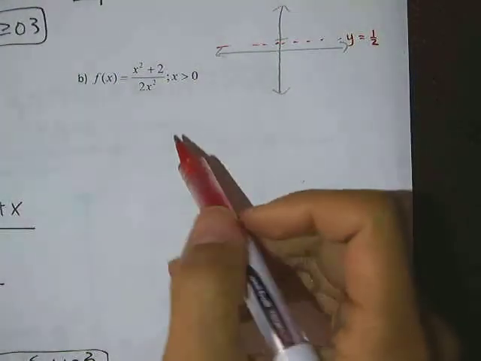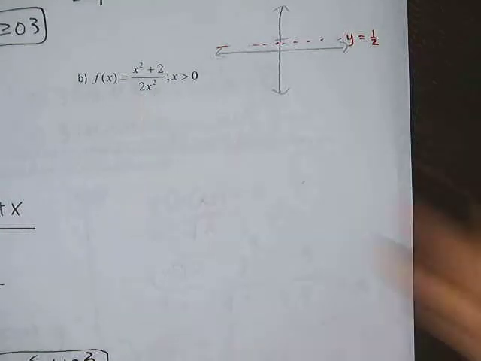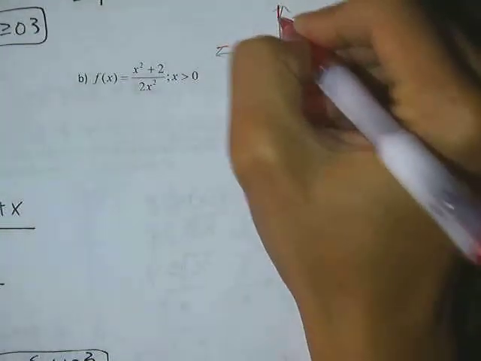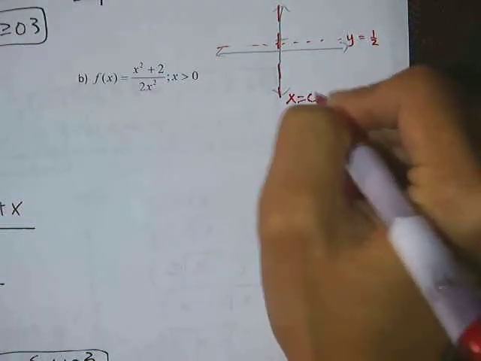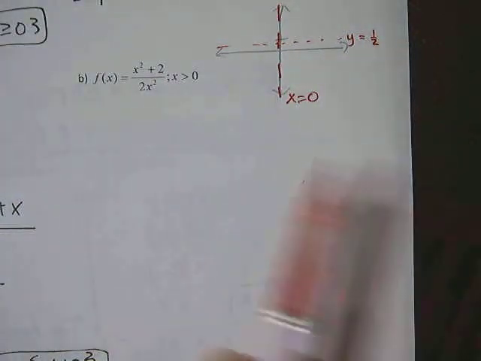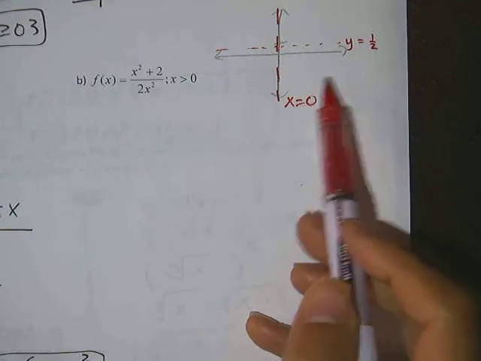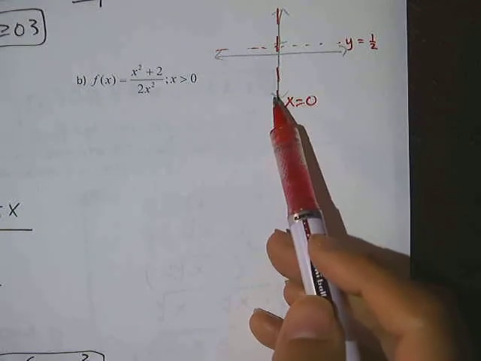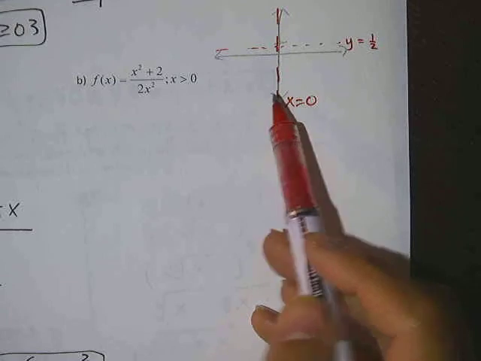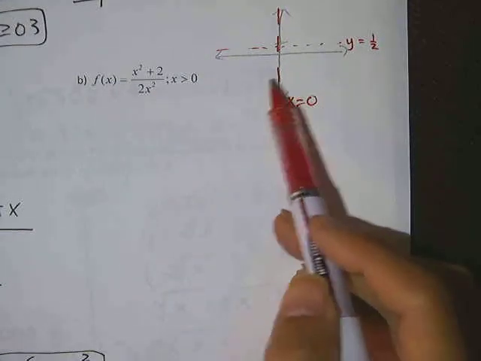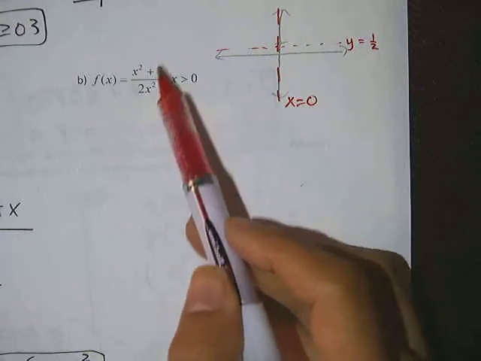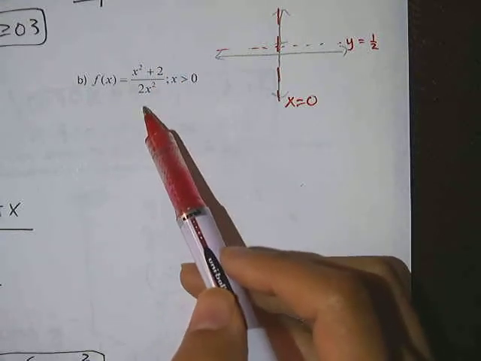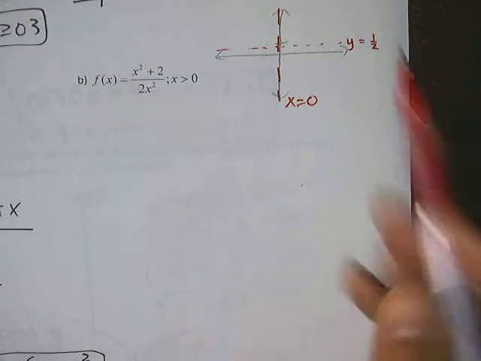Then I'm going to look for the vertical asymptote, which is take the denominator and set it equal to 0. That gives me the vertical asymptote x equals 0. Then I'm going to pick a value to the right of the vertical asymptote. That's the only critical point I have at this point. So I pick positive 1,000 for x. Positive 1,000 squared is positive, plus 2 is still positive. Positive 1,000 squared is positive, times 2 is still positive.